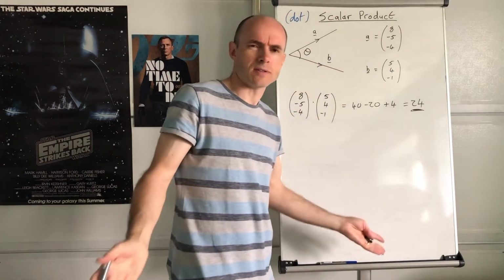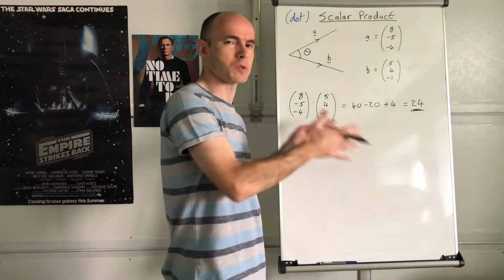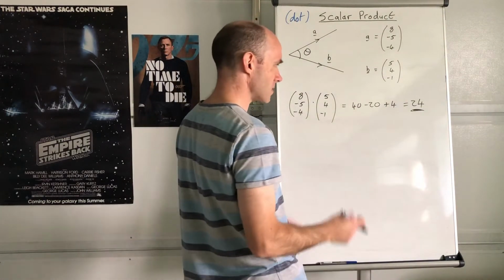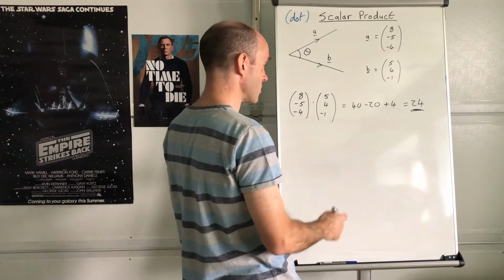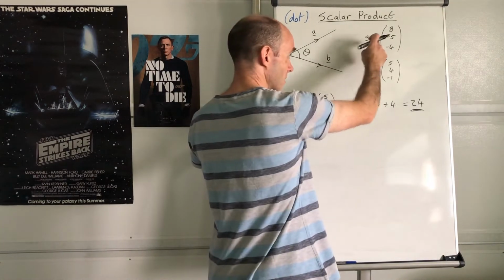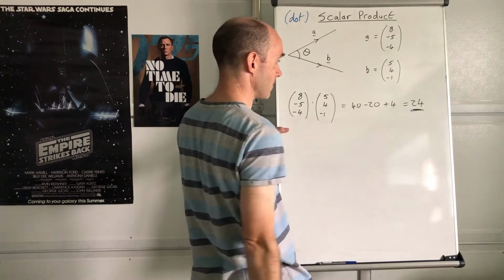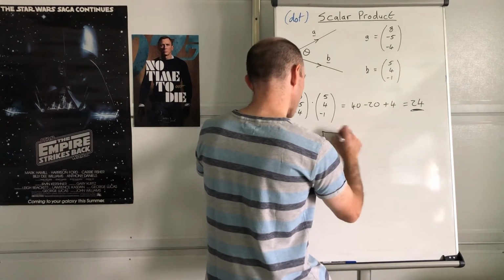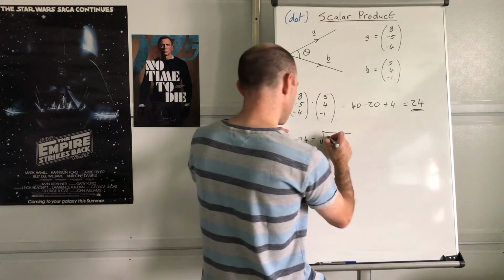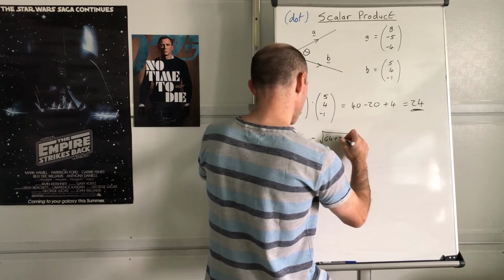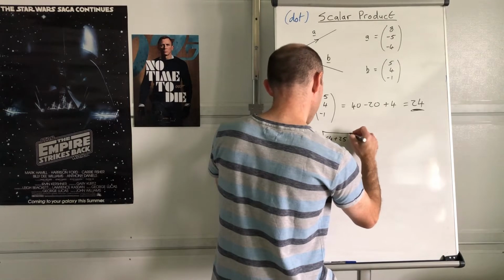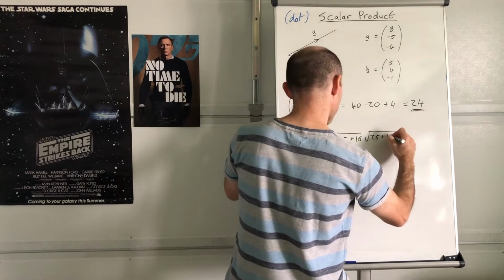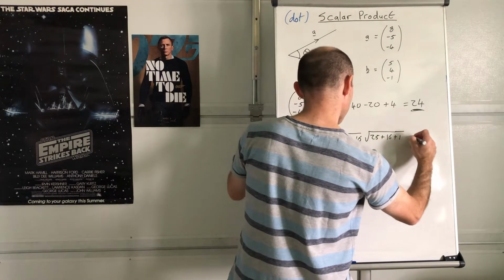The answer is not really useful to us in what we're trying to do. What we also need is the other definition of the scalar product, which is the modulus of that times the modulus of that times cos theta. So we're going to have 24 is equal to the square root of 8 squared plus 5 squared plus 4 squared, times the square root of 5 squared plus 4 squared plus 1 squared, times cos theta.